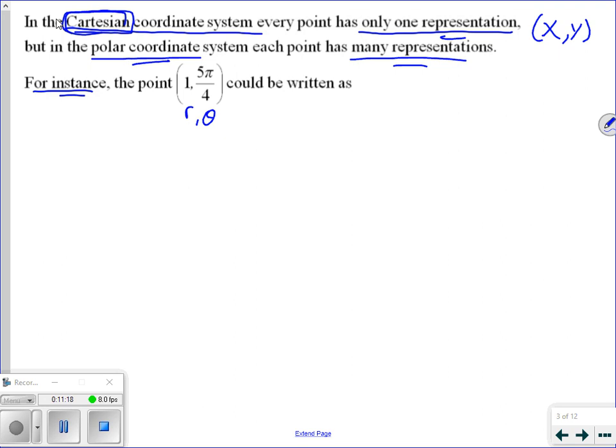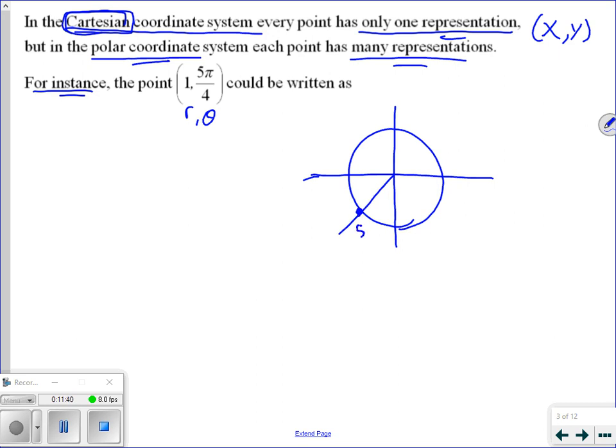So let's look at where that is on our graph. Okay, so here's my coordinate axes, and I'll just draw a generic circle right here. We'll call that circle a radius of 1. 5 pi over 4 is in the third quadrant. It's actually halfway in the third quadrant. It's right here. Okay, 5 pi over 4. Now, there are multiple ways to represent this same exact point in polar coordinates. Okay, (1, 5 pi over 4) is one of them.